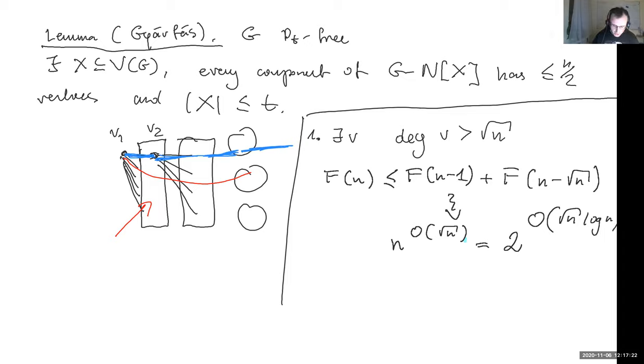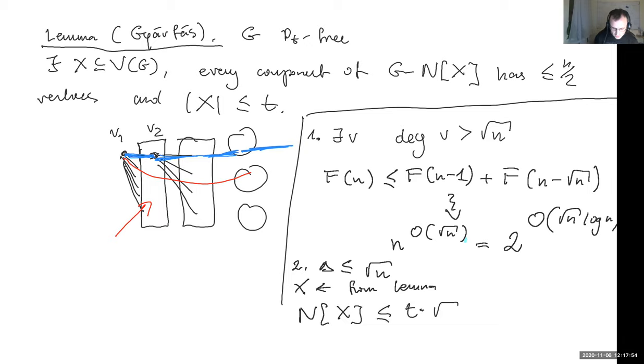After this branching, after I finished this step, I have produced this many instances, and each of them has a degree at most root n. Okay, so the second case is that the maximum degree is at most root n. So I find the set X from the lemma. And I observe that the closed neighborhood of X is roughly T times root n, because I have at most T vertices and each of them has degree root n.